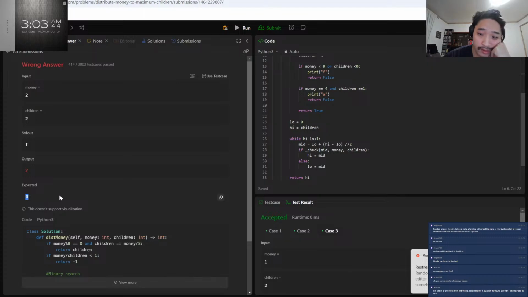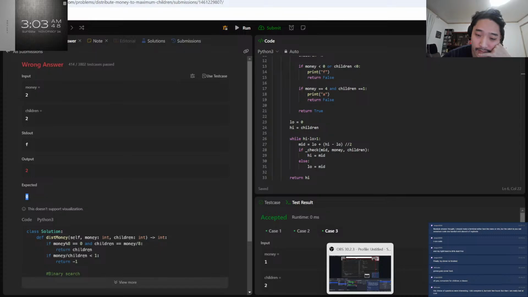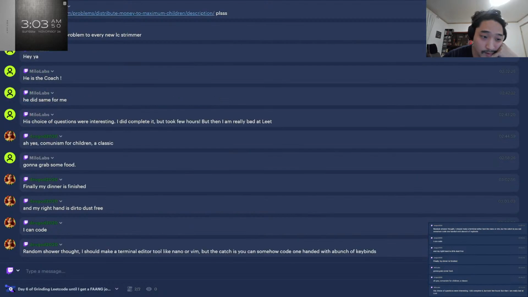DevGod 2020. Random shower thought. I should make a terminal editor tool like Nano or Vim, but the catch is you can somehow code one-handed with a bunch of keybinds.